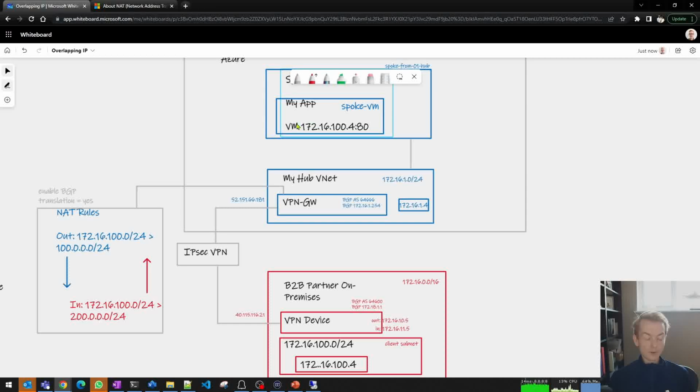In the opposite direction, for the people that own my application inside my spoke, I've said to them, hey, when you get traffic coming from this third party, this red third party, it will appear as this 200 range. What I haven't had to do is tell either my internal application team or my remote third party to change the IP addressing which they're using on either the client or server. So that's the value proposition of handling it on the VPN gateway.